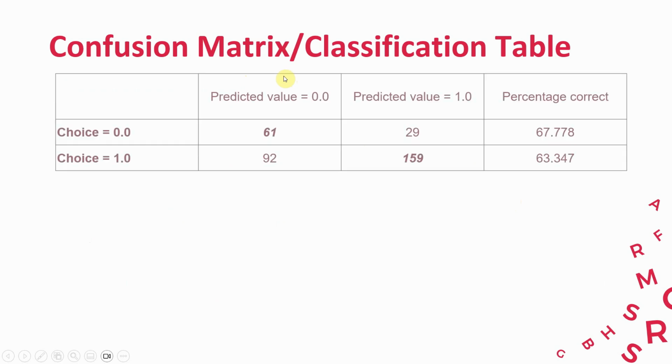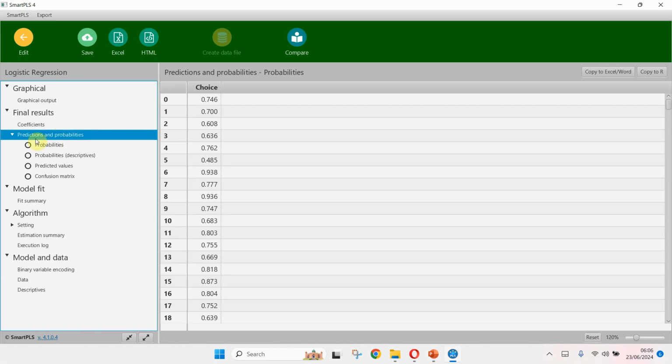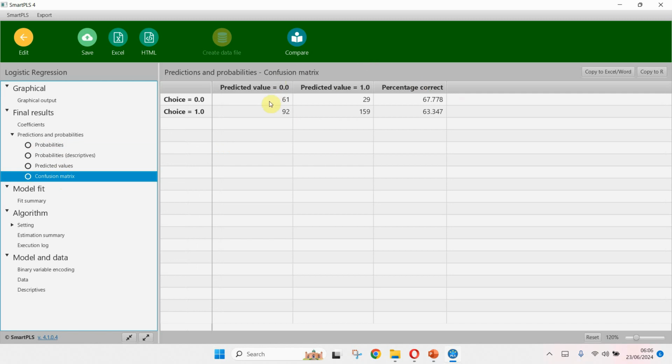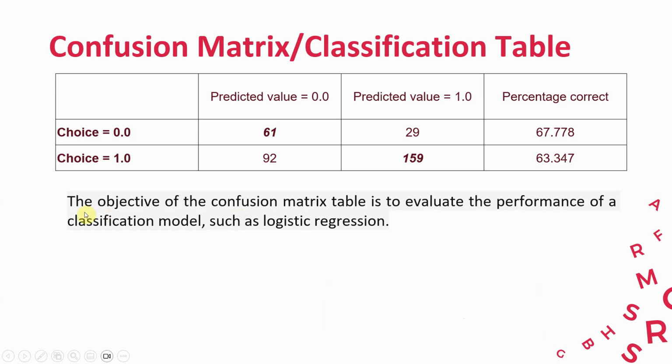Now, there is one other table that you get from SPSS. In SPSS, you refer to it as the classification table. In logistic regression in SmartPLS, you get it as a confusion matrix. Now, what does this table mean and where is this table in the results? If you click here, prediction and probabilities, and click here, confusion matrix, you will have this classification table. What does this mean? The objective of the confusion or classification table is to evaluate the performance of a classification model, such as the logistic regression.